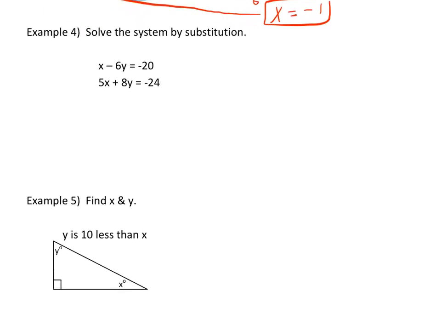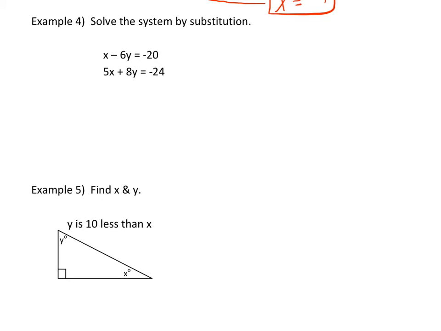Let's try another one. Example 4, same situation. We have two equations, neither of them are solved for a variable. Again, let's look at efficiency. Here we have an x that's by itself and it's positive. Here we have a y that's with a negative 6 attached to it, an x with a 5 attached to it, and a y with an 8 attached to it. Definitely the x that has a positive 1 out front would be the easiest to solve. So let's do so.